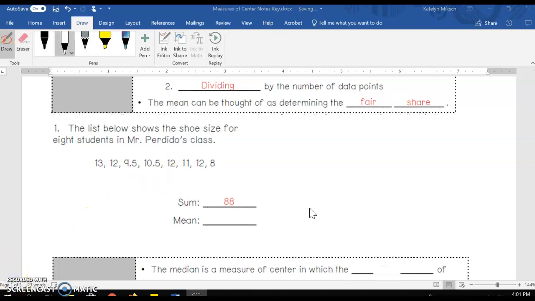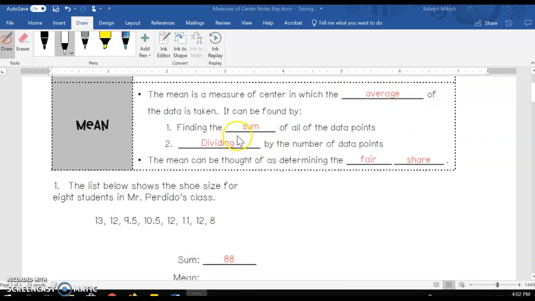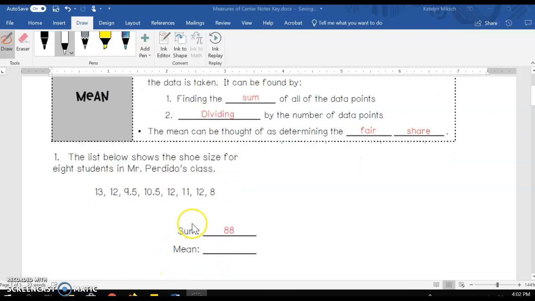Okay, if you added correctly, you should have gotten 88. If you did not get that, just go back and check. Maybe you left something out. Maybe you did not line up your decimal points correctly. So 88 came from adding these shoe sizes. There's 8 students in the class, so our next step is to find the mean. And just like it says up here, we take the sum and divide that by the number of data points. We're going to divide 88 by 8.